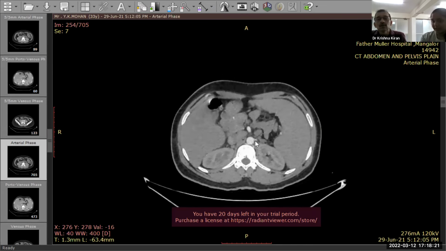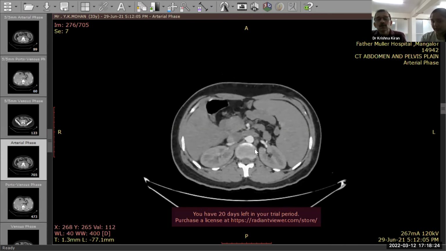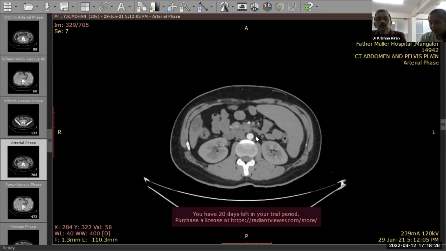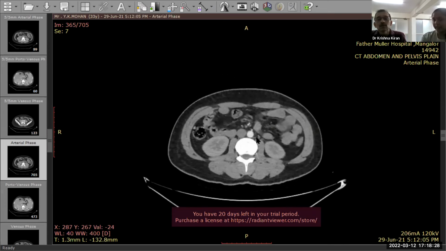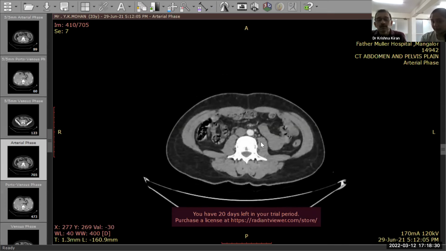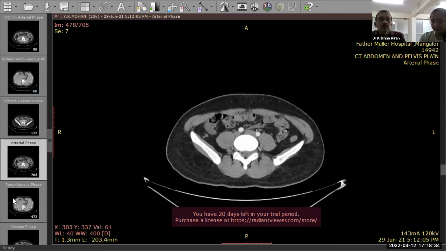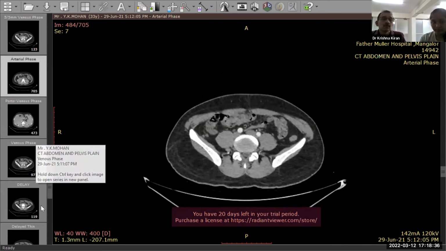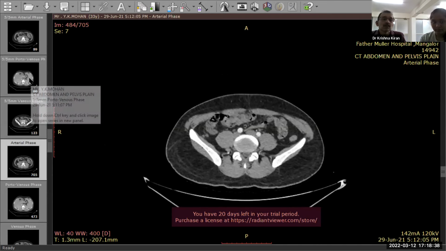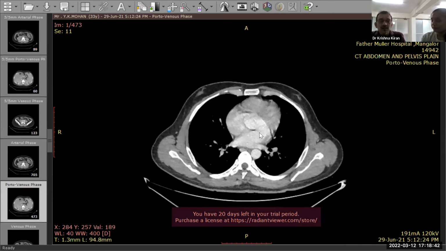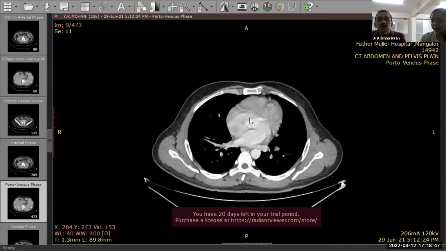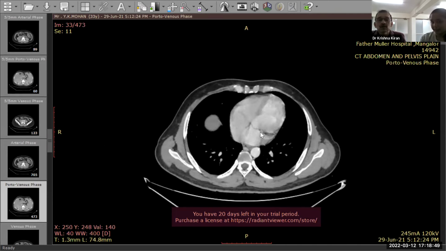The superior mesenteric artery, the renal arteries, and the inferior mesenteric artery are also well opacified. But we do not identify anything separate from the plane, isn't it? Yes. Okay. Next. This is the late arterial phase.